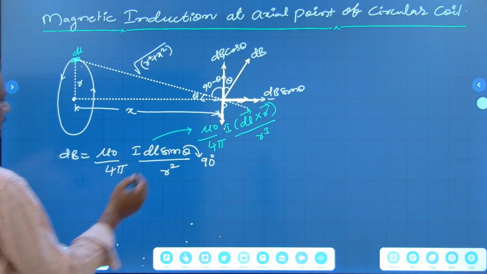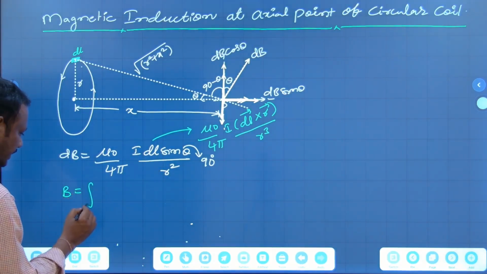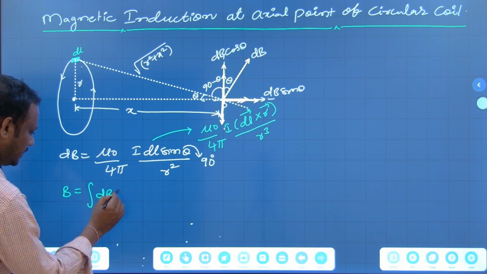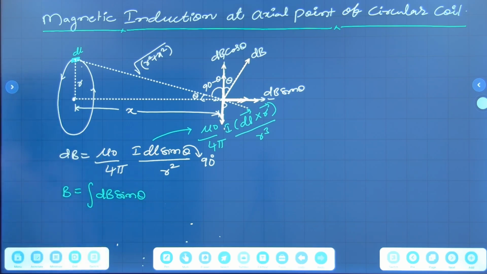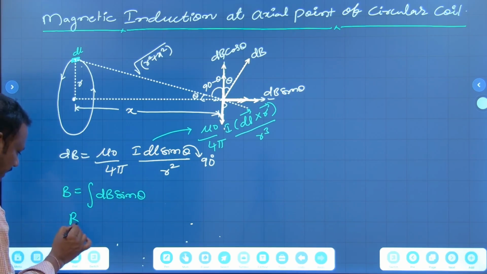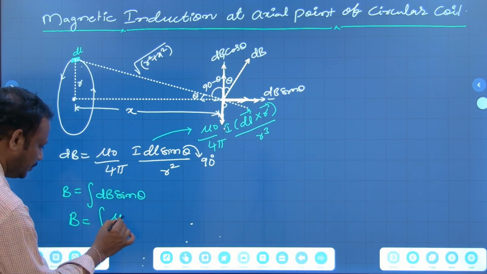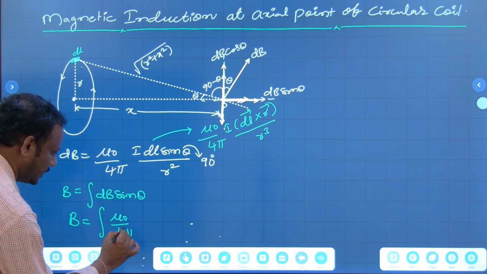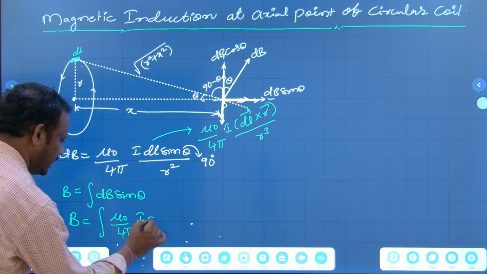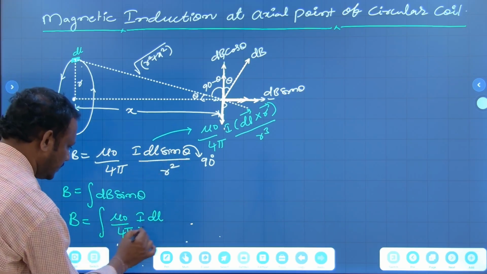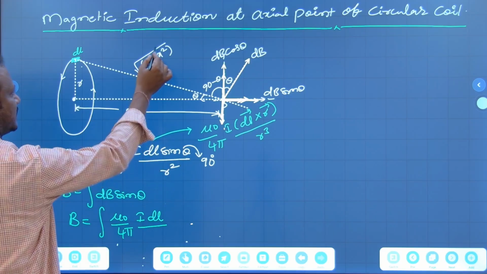Yes, the magnetic field B is equal to the integration over dB sin theta. So B is equal to integration over dB, which is mu naught by 4 pi, I dl, sin 90 is 1, by r square. Here r square means the square root of r square plus x square, the whole squared.